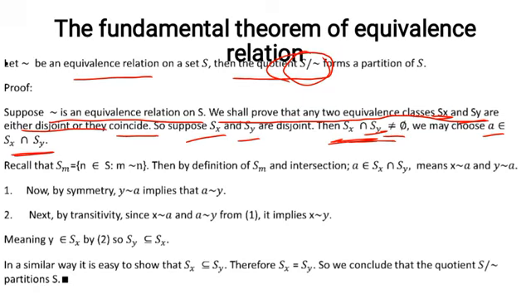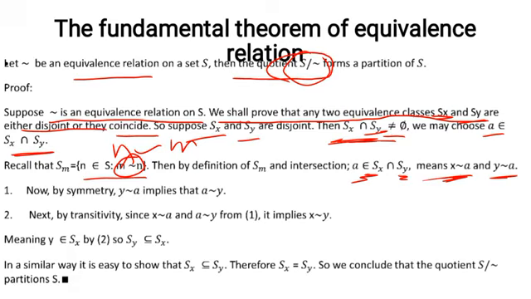Based on the definition, it's saying that N is related to all elements in S. That's M. So it's supposed to be interchanged. Okay, so it means that X is related to A because A is in Sx, and it's also in Sy, so Y will be related to A.